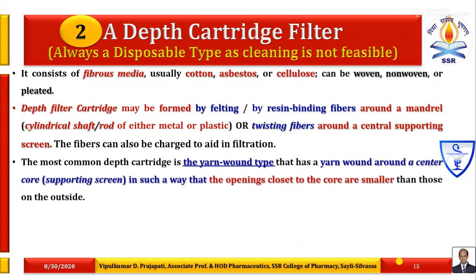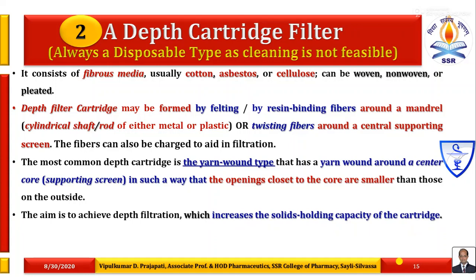The most common depth cartridge is the yarn wound type, which has yarn wound around a center core that is a supporting screen, in such a way that the openings closest to the core are smaller than those on the outside. So the openings closest to the core are smaller than those on the outside. The aim is to achieve depth filtration, which increases the solids holding capacity of the cartridge.